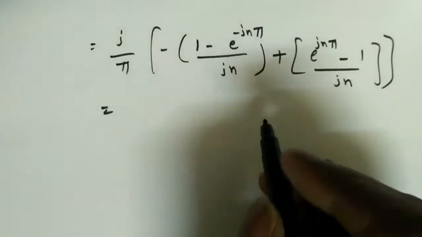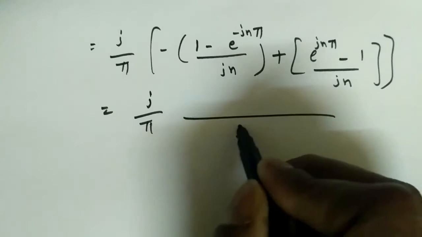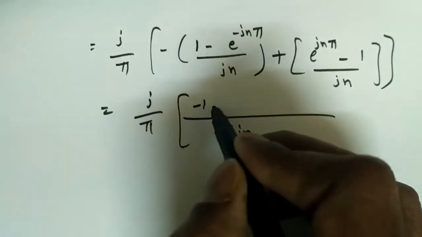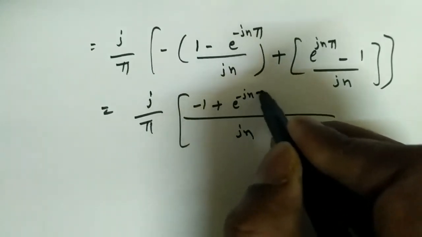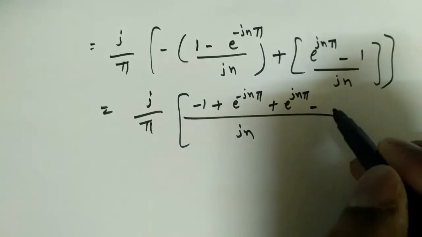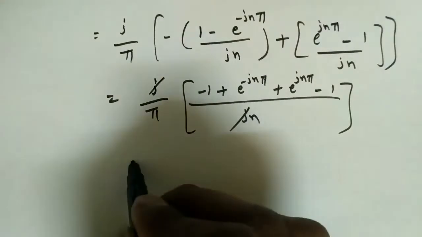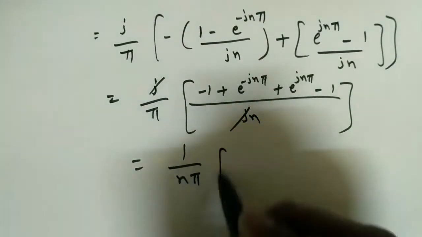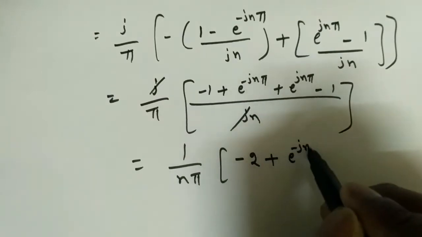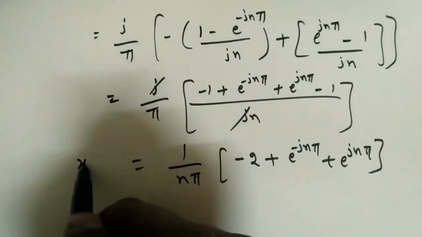So okay, we can take jn common, so j by pi, and it will be jn. So if I substitute, multiply with minus, we'll get minus 1 plus e power minus jn pi plus e power jn pi minus 1. So j, j will be cancelled, so 1 by n pi, this will become minus 2 plus e power minus jn pi plus e power jn pi. This is the x of n.